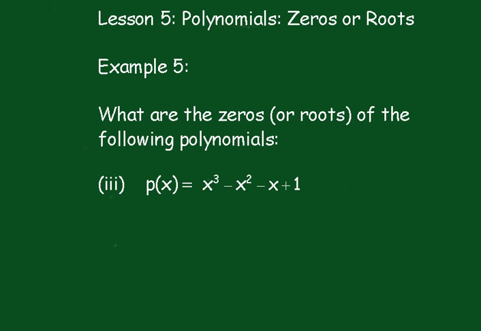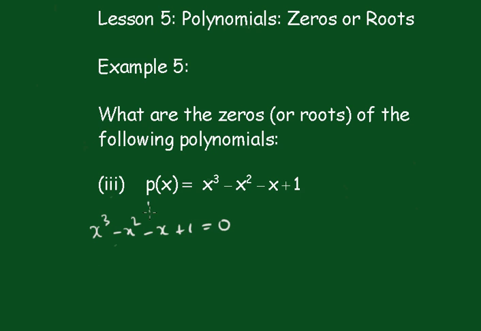What are the zeros or roots of p(x) equals x cubed minus x squared minus x plus 1? Now there'll be another way of doing this, but in this case here we can actually factorize this one by factoring in pairs. So we'll let that equal 0. So x cubed minus x squared minus x plus 1 equals 0.